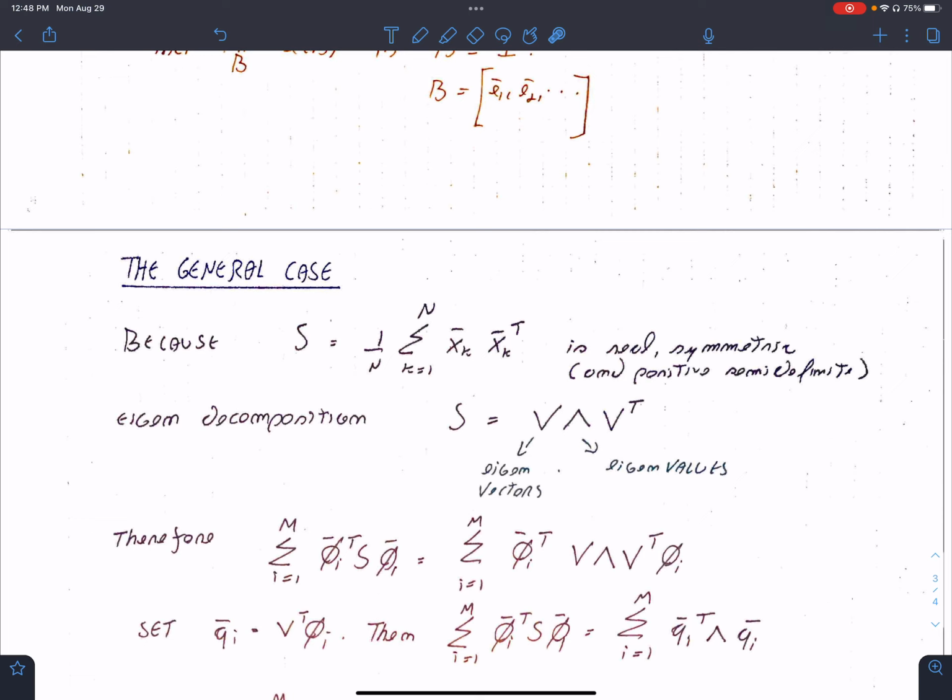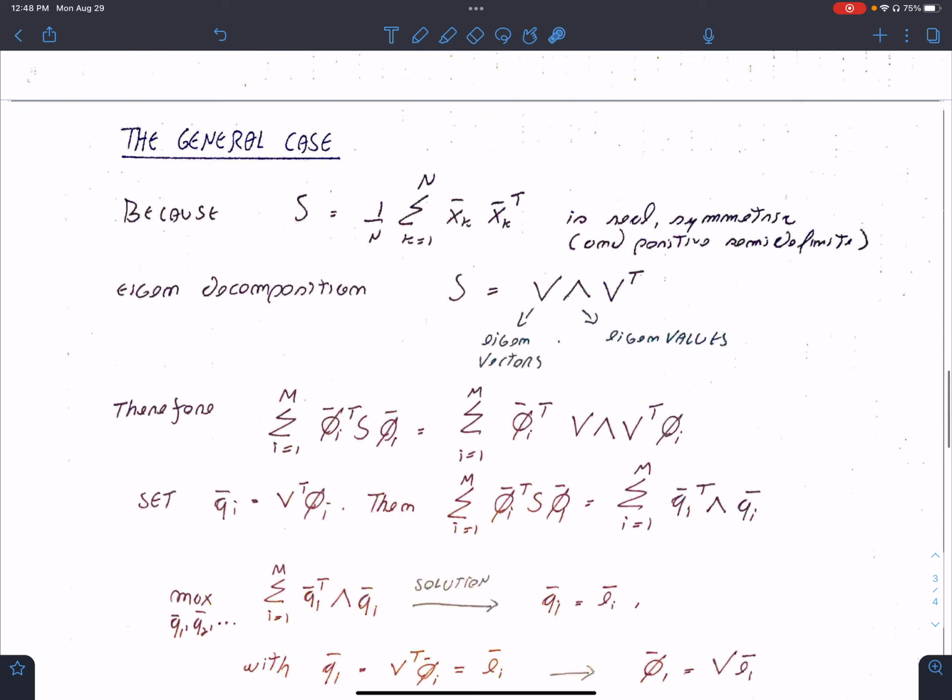So this is your standard eigenvector decomposition for real symmetric matrices. Plugging in this decomposition, which always exists for this type of matrices, into our definition here, we see here's our decomposition.